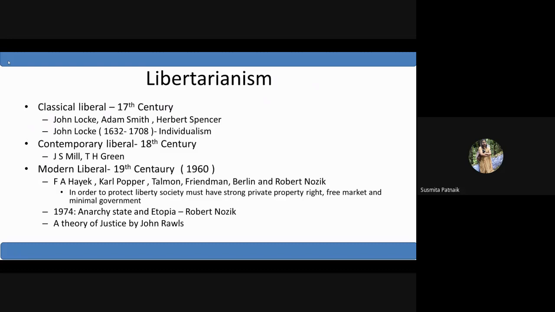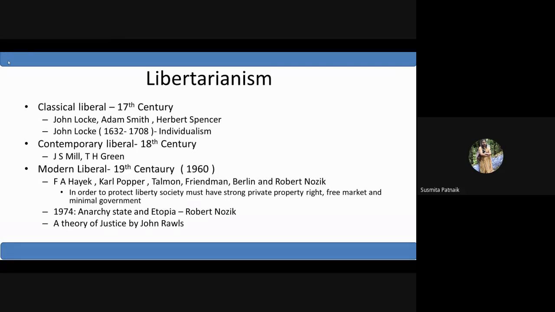Every political philosopher says that there will be a laissez-faire state, but the right of the state, the maximum right, should be given to the state. So they are emphasizing the right of the state, not the right of the individual. Just like J.S. Mill, who speaks about negative liberty and positive liberty, and T.H. Green. These types of political thinkers developed the most important political theory, which is called contemporary political theory.